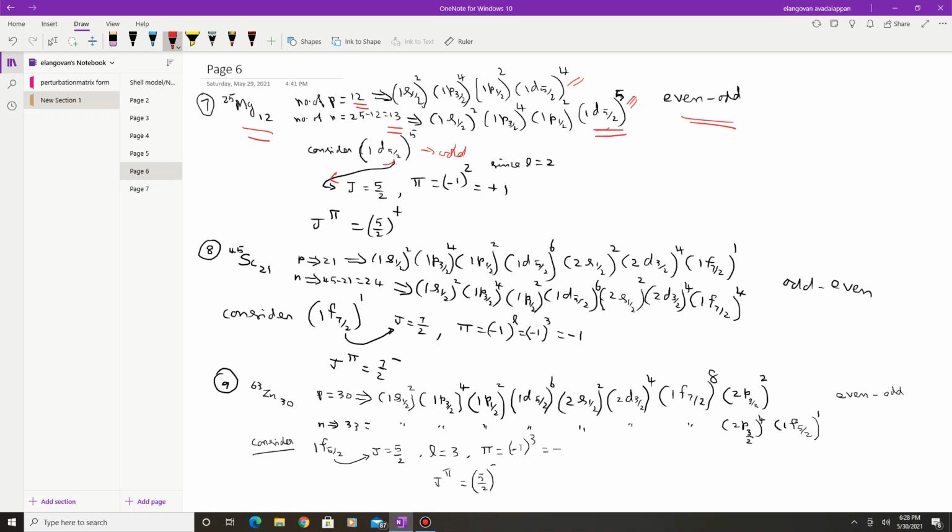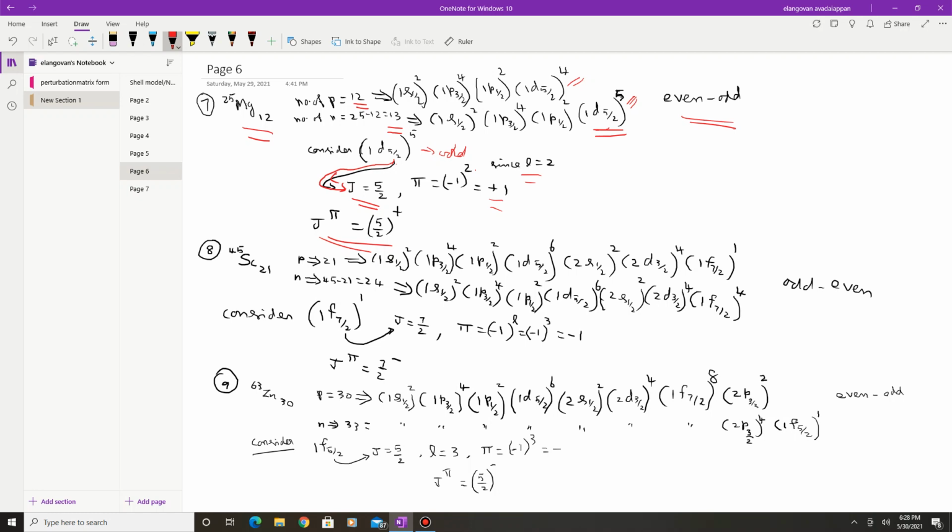So this J is 5/2. That is the angular momentum of this nucleus. And the parity is (-1) to the power L. Since it is a D state, L is equal to 2, therefore this is positive. So this is the angular momentum and parity corresponding to magnesium.